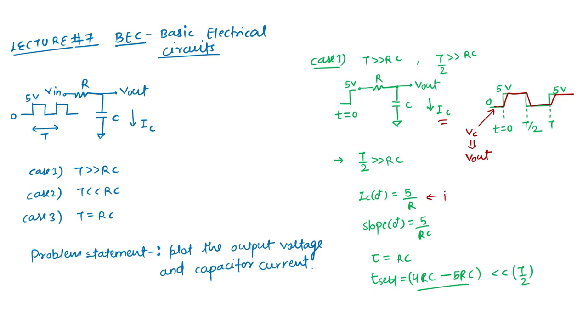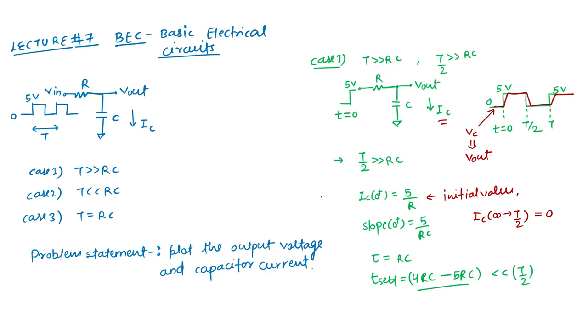Where is the initial value of the current? Once my capacitor is charged, IC will be what? IC at infinite, or to say at T by 2, would be what? The capacitor is fully charged, because the capacitor charging time is very small, so it is charged much earlier than T by 2. So this value I will call 0. This T by 2 is behaving as infinite for the charging phenomenon of the capacitor.